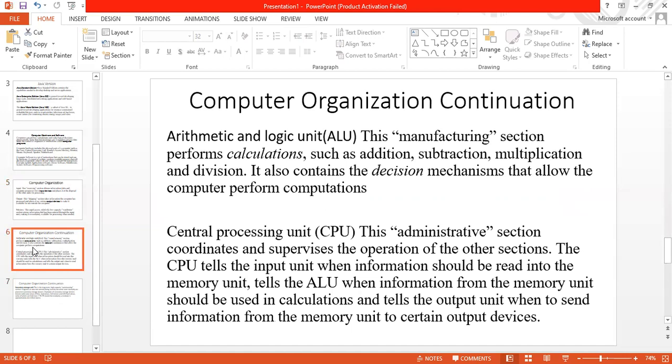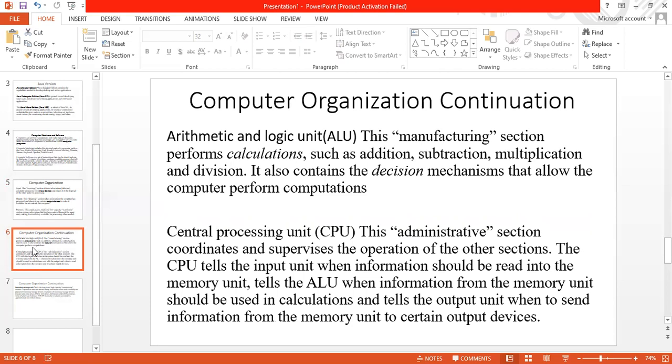Also, I talked about the arithmetic logic unit, which is known to be our manufacturing section. They help us to perform calculations and computations. They help in performing decisions. Also, we have the central processing unit. This is also known to be the administrative section. They coordinate and supervise the operation of other sections.